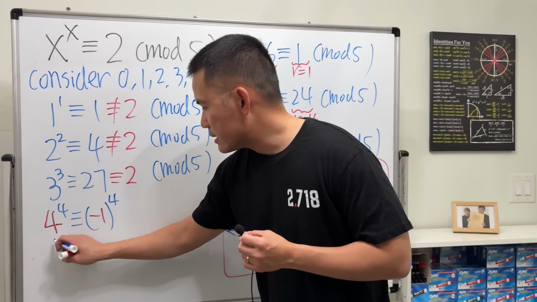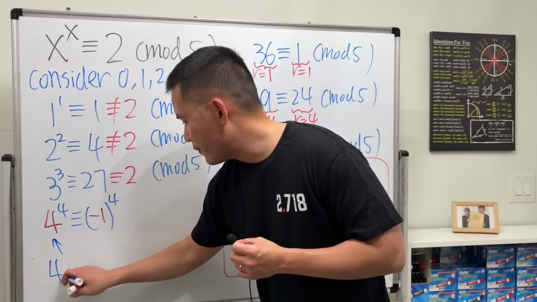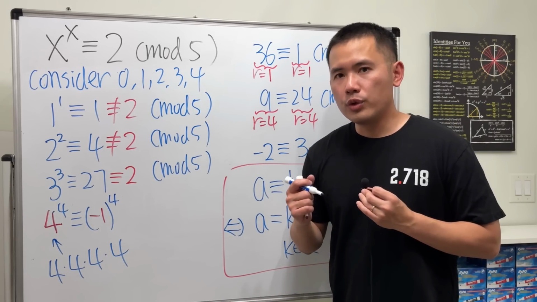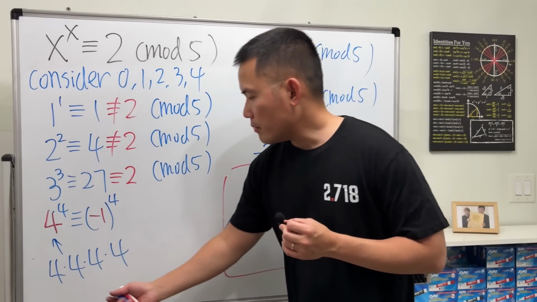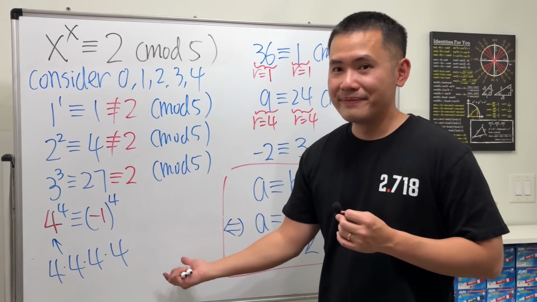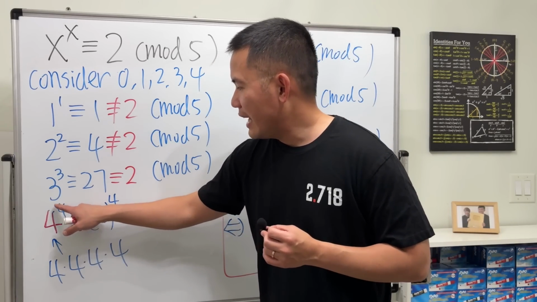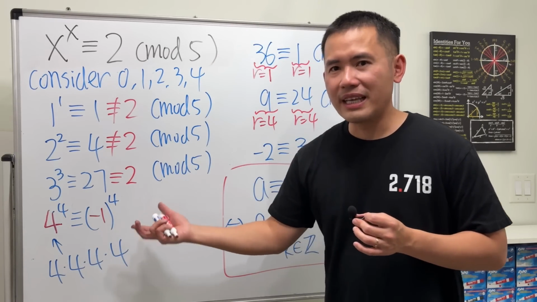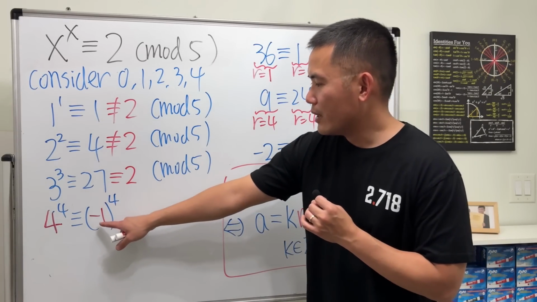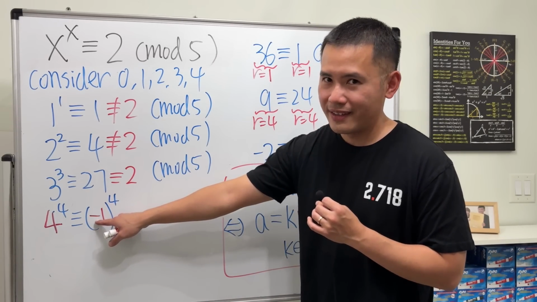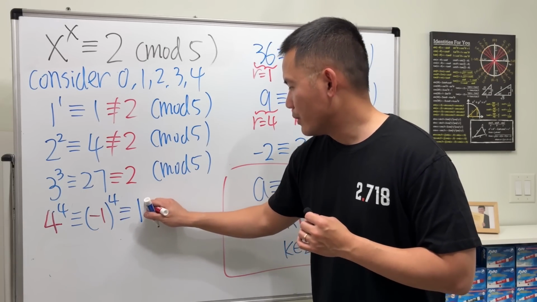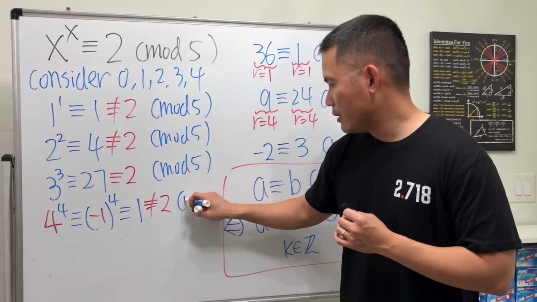A quick reason for that is, if you expand this, of course, that's 4 times 4 times 4 times 4. And one of the facts about modular arithmetic is you can mod each number when they are multiplying. So if you have the 8 right here, you cannot just mod the 8. It's very different. You can only mod the base. Now, if you mod the base, you have -1 raised to the 4th power. It's much easier. This is just going to be 1. That's not congruent to 2 mod 5.